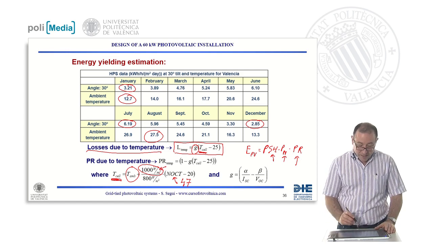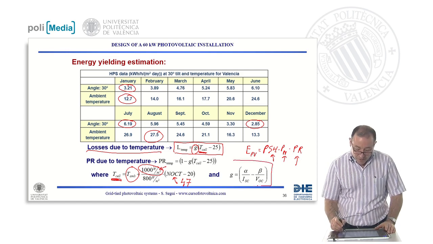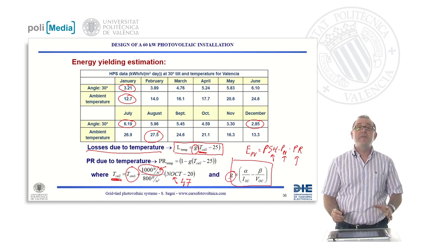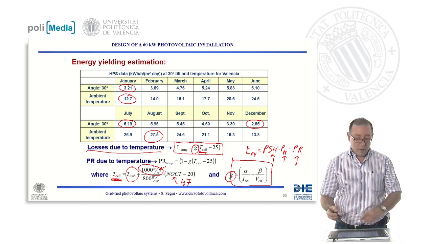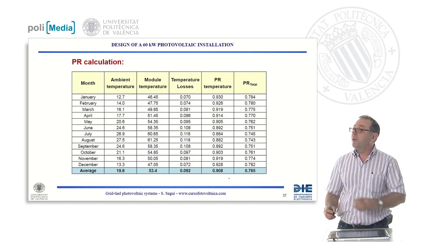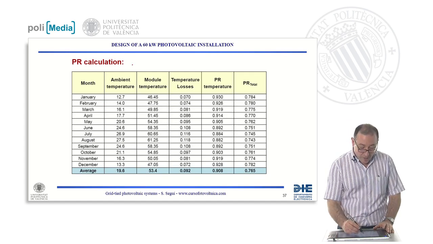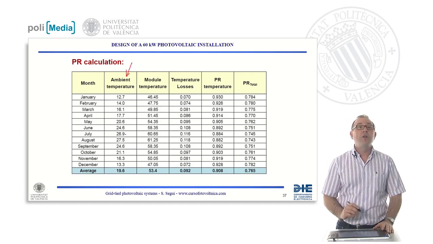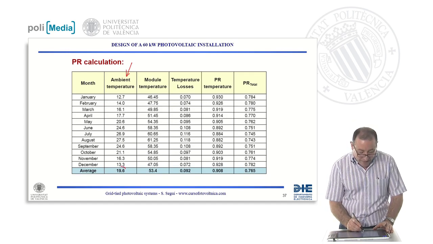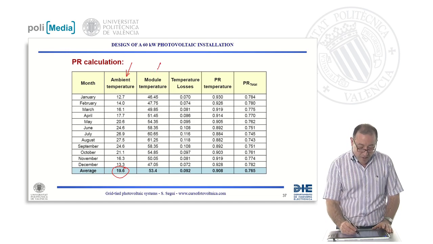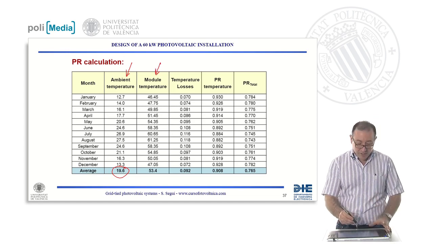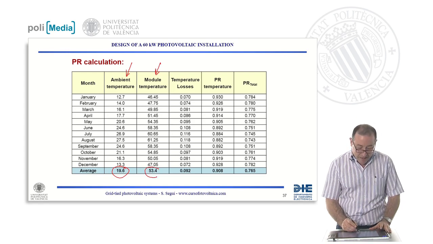With these expressions, here you have the expression that allows us to calculate the temperature coefficient of the power if the value is not included in the datasheet. And with all these expressions, we can obtain the values included in this table. Here we have the ambient temperature for all the months of the year and the average value for the year in Valencia. Here we have calculated, using the previous expression, the expected temperature of the modules, and the average value.